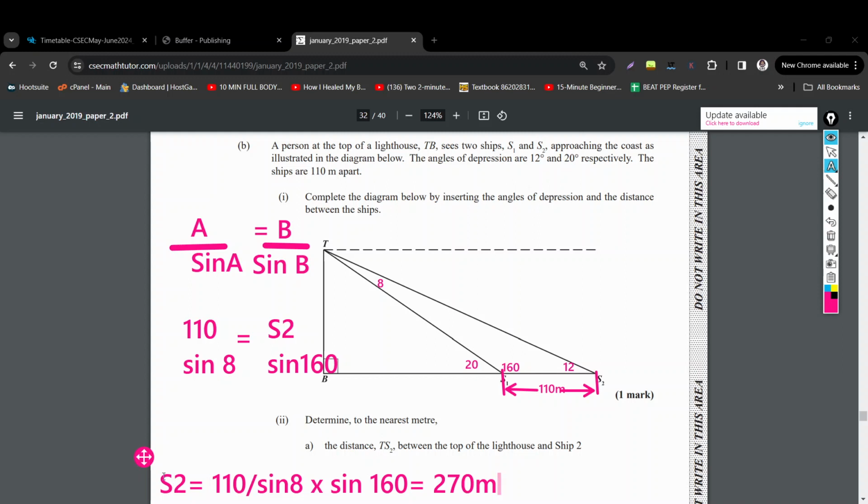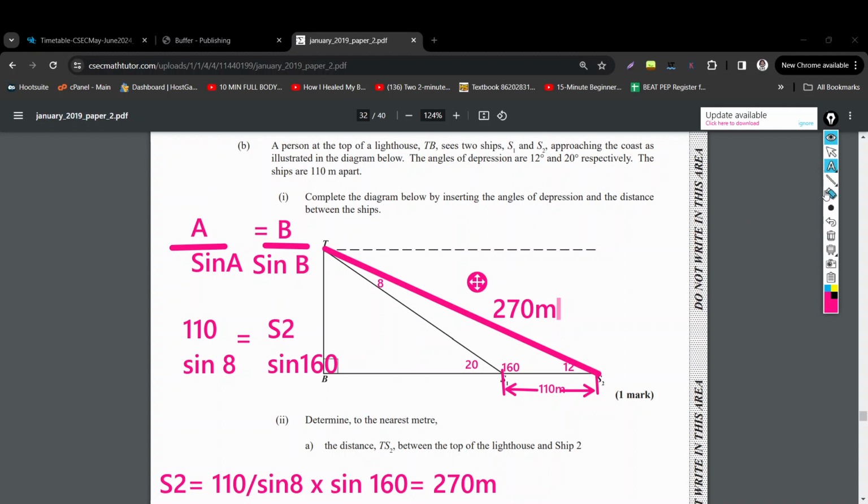That's the answer for S2, the side. It asks for the side TS. So here, let me just draw it. Here to here is 270 meters. Cool. Nice. And then, okay, so it says the next thing we need to find now is the height of the lighthouse.